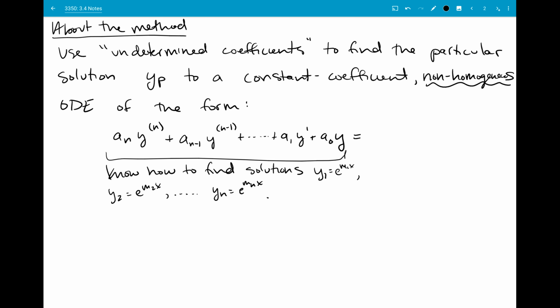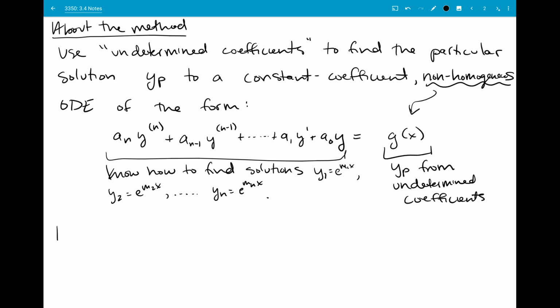The important part here is the non-homogeneous part, which means that there's some g of x on the right-hand side, a function of x. And whenever we have non-homogeneous parts, we take our constant coefficient method and put it together with this other method that helps us find some y sub p, a particular solution, using undetermined coefficients. Once we have those two pieces together, we can find the general solution to the ODE using superposition.